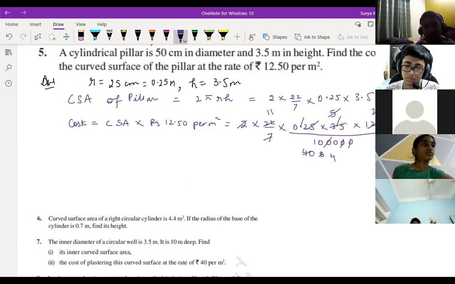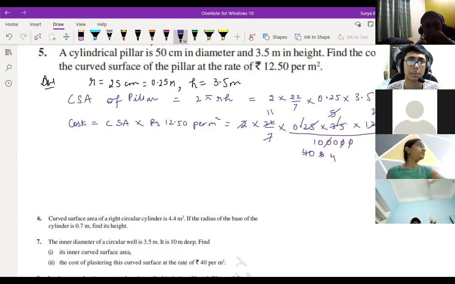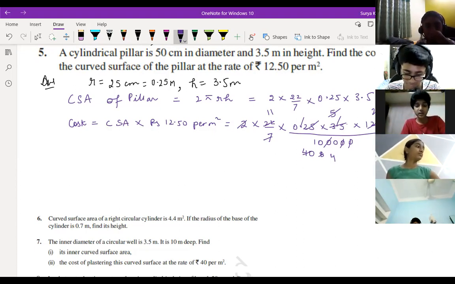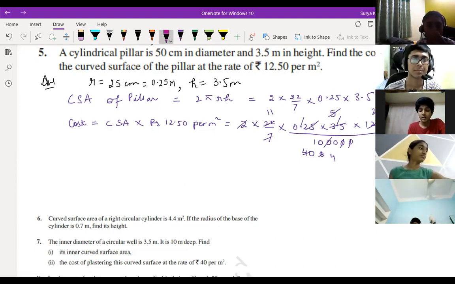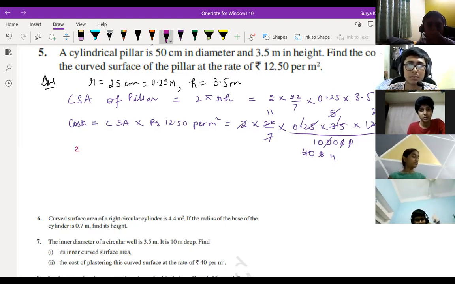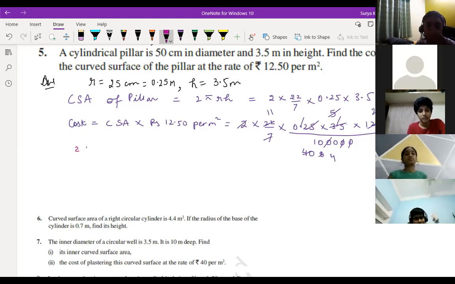Sai Charan, on your camera and just tell me. One by one, I'll tell you, your doubt may be cleared. Yes, sir. Slowly you tell, so that I can understand in once only. Okay, tell me now. Sir, I have multiplied 2 into 22 by 7 into... Wait, let me write what you are saying. Let me write 2 into 22 by 7 into 1 by 4 into 35 by 100.